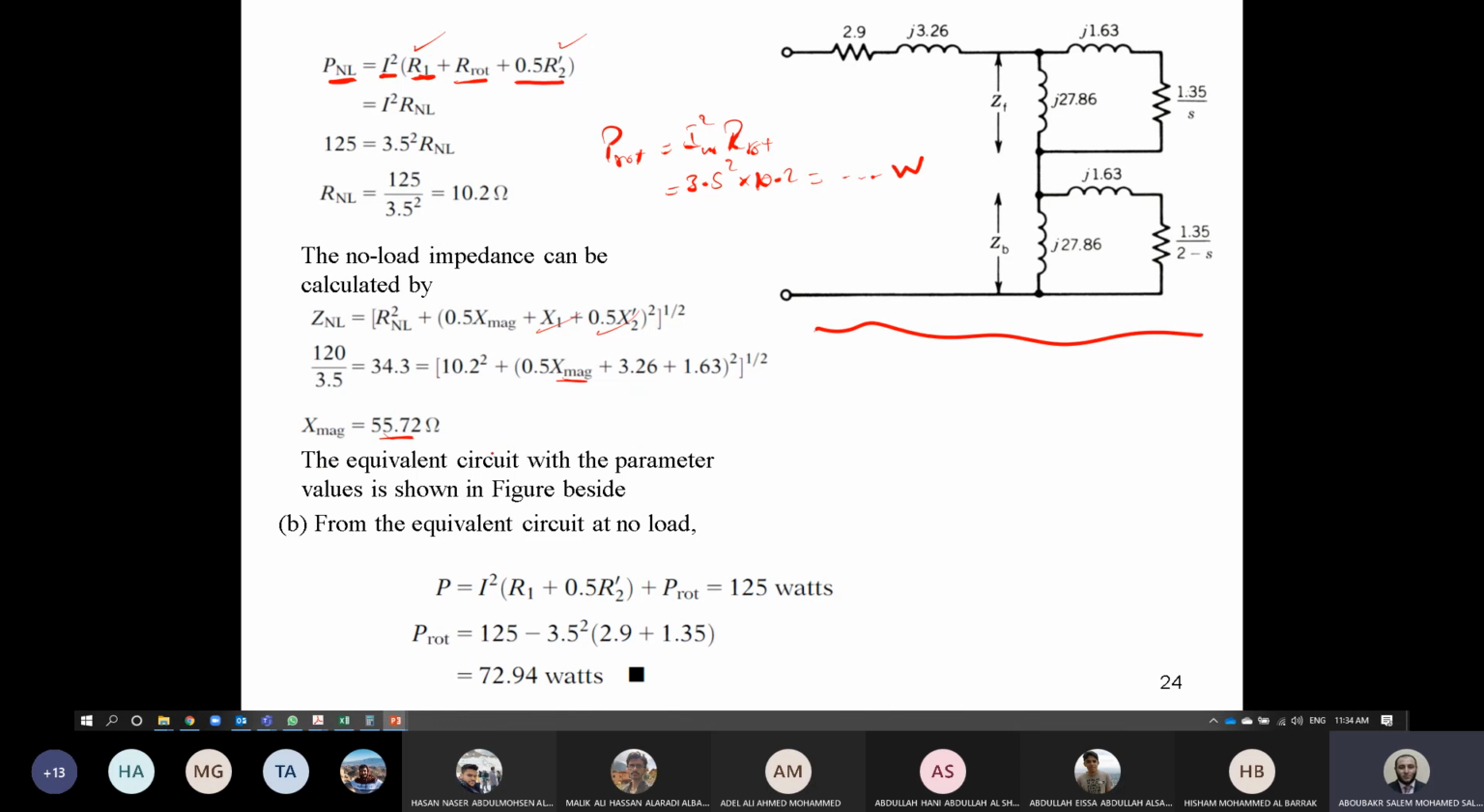Now, after obtaining all of the parameters, we can substitute in the equivalent circuit all of the parameters here. So this is now representing the motor equivalent circuit with the determined parameters from the two different tests. Any questions regarding the no load test and the blocked rotor test? Is it clear?